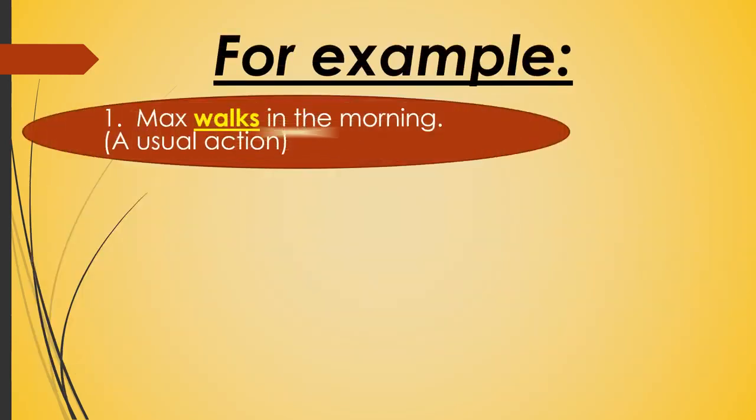For example, number 1, Max walks in the morning. So here, Max is a subject. In the morning is a phrase. Subject means a doer who is doing an action. Phrase means a group of words that is a part of a sentence rather than the whole of a sentence. And walks is here the verb.